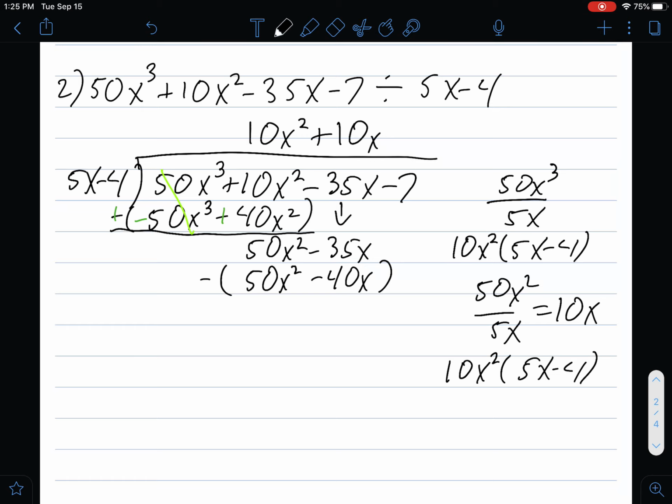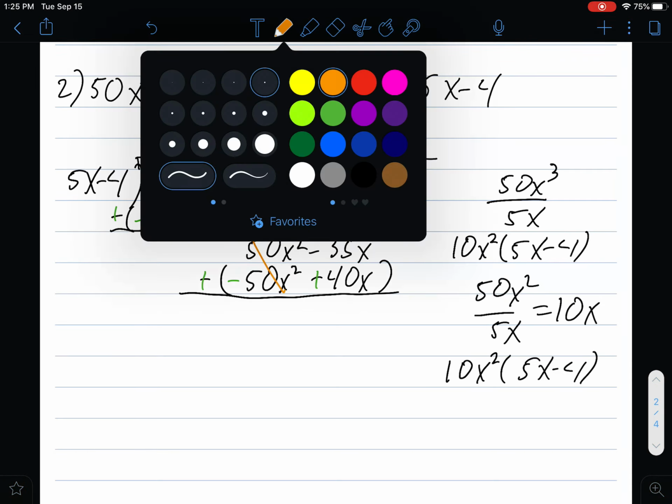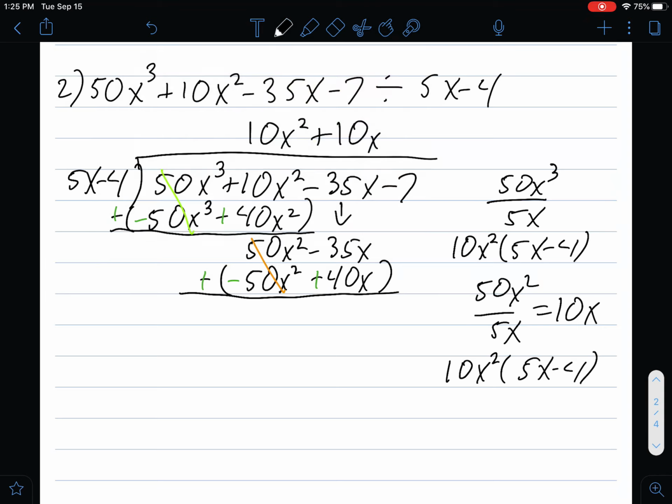So let's subtract. Changing everything, minus to a plus, positive to negative, negative to positive, inside the parentheses. 50x squared minus 50x squared cancels. Negative 35 plus 40 is equal to 5x. That's right over here that we did that computation. Negative 7 comes down, just like that. And we start this process all over again. This is the last time because there is nothing left to bring down.